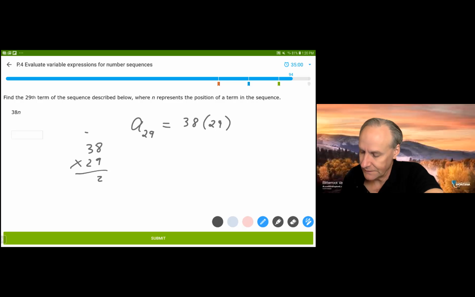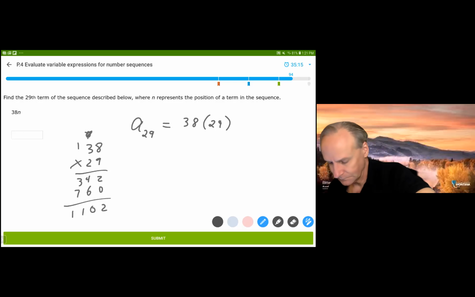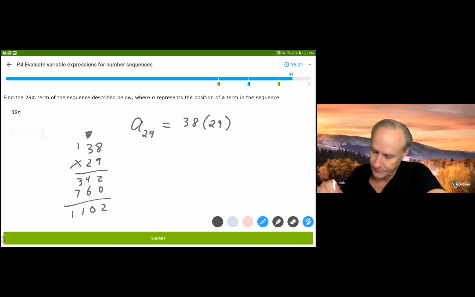That's 2 carry the 7. That's 27 and 7, which makes 34. And we have a 6 carry the 1, and that makes a 7. So we got 1, 1, 0, 2. Let's check it. $1,102.